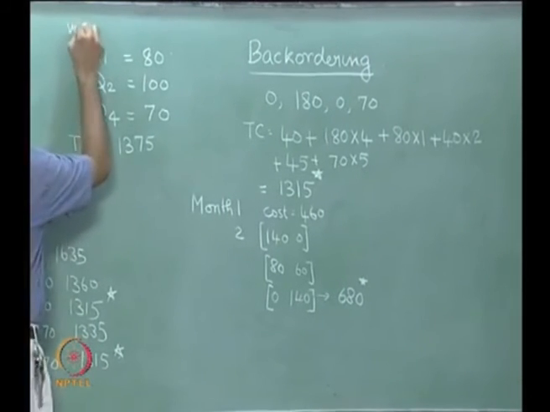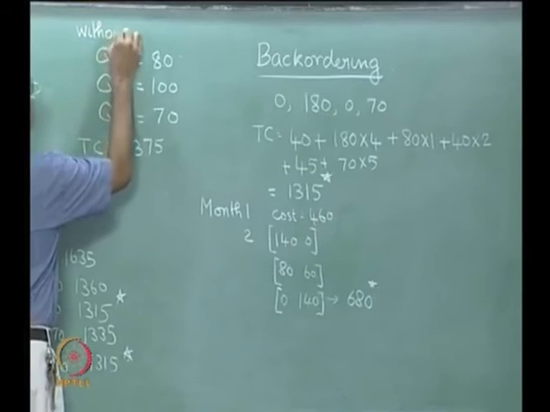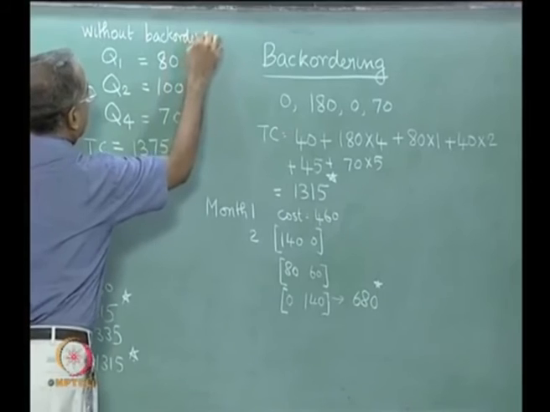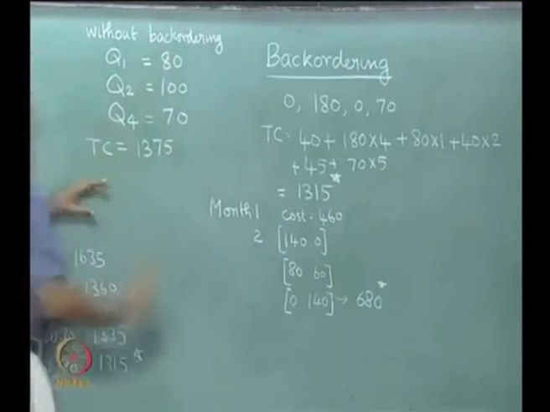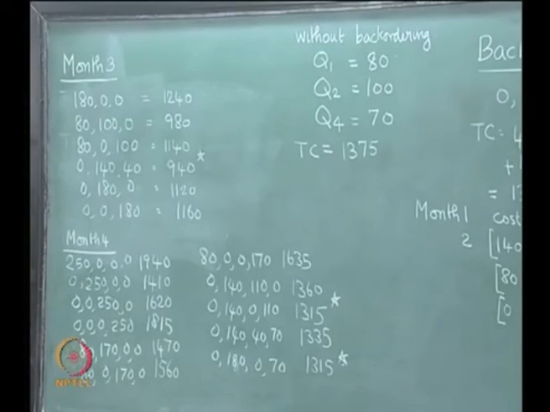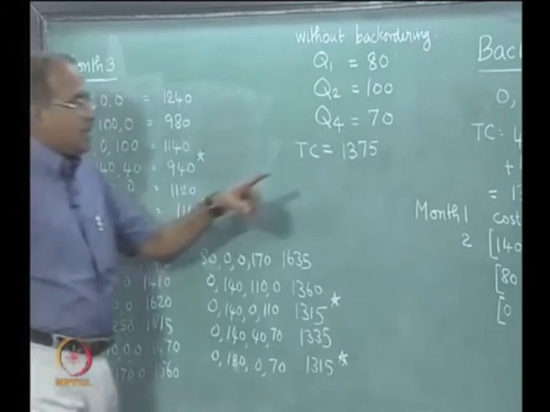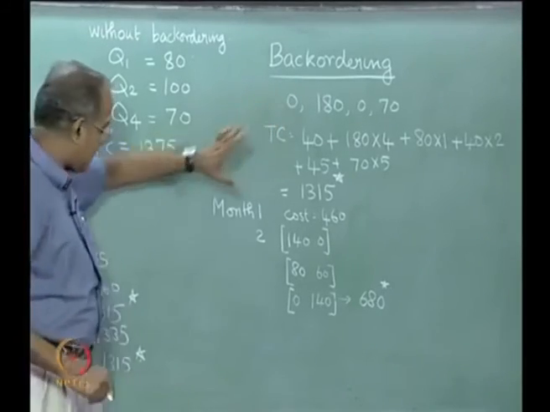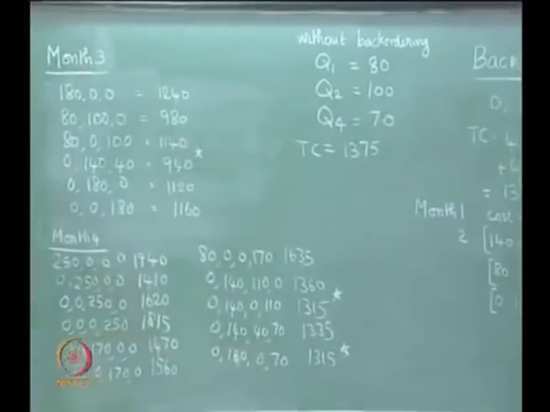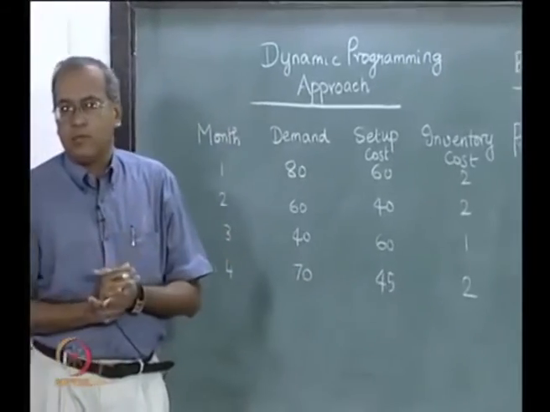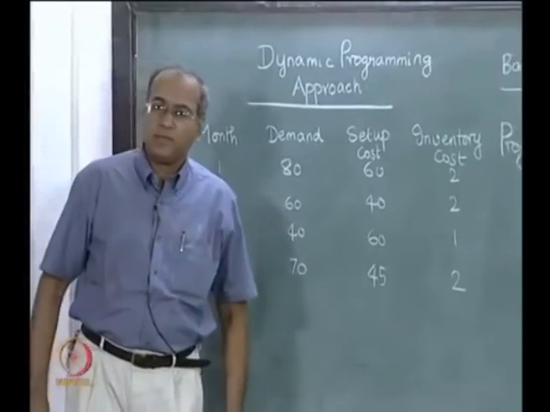This is the solution without back ordering. And these are solutions with back order. So, the 1315 that we calculated here and showed as a feasible solution is actually optimal to the case with back order. So, this is how we work out and solve the production planning problem using dynamic programming.